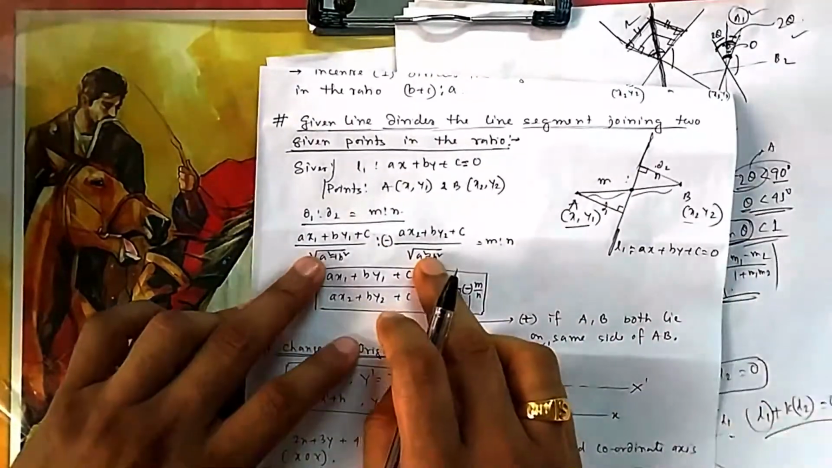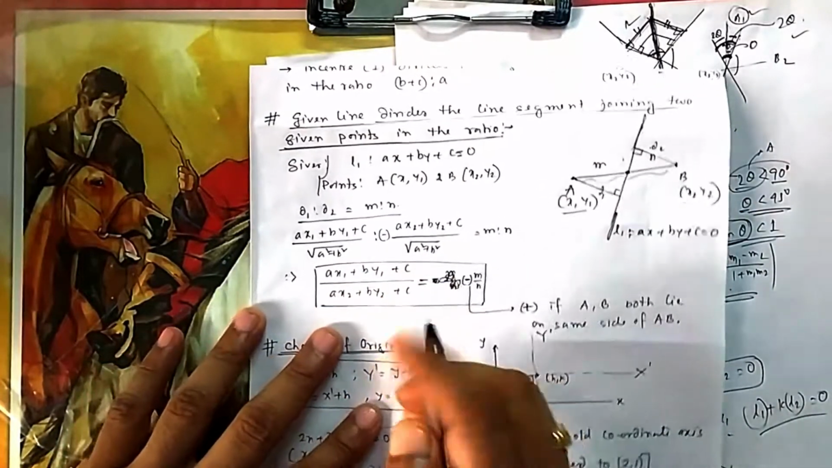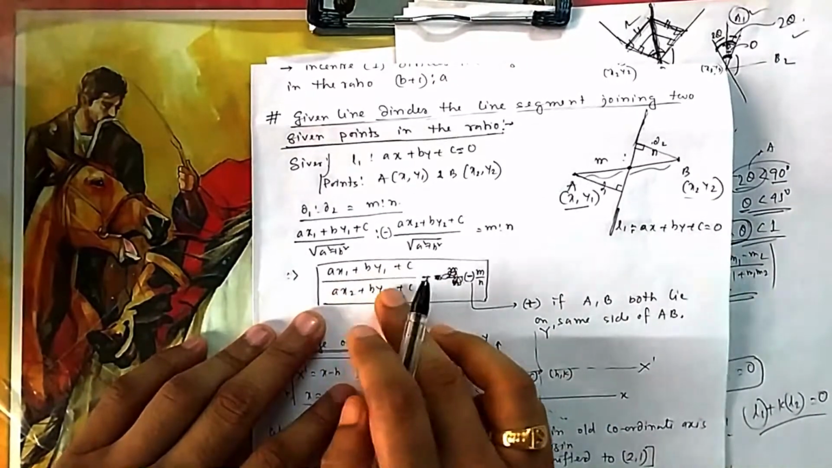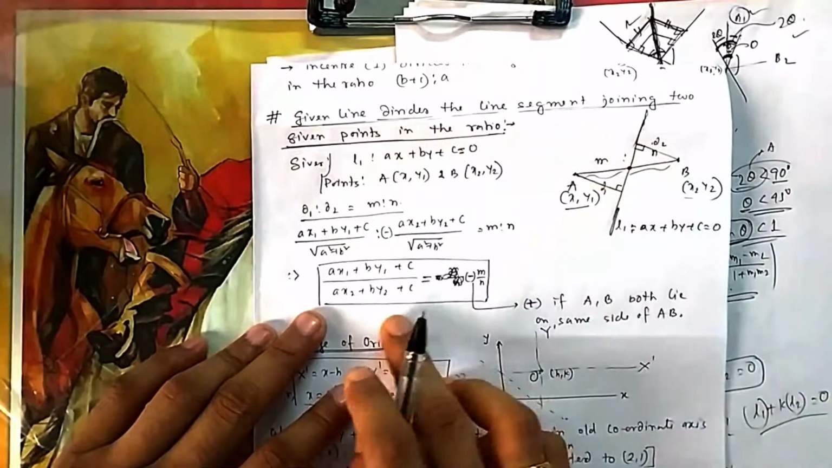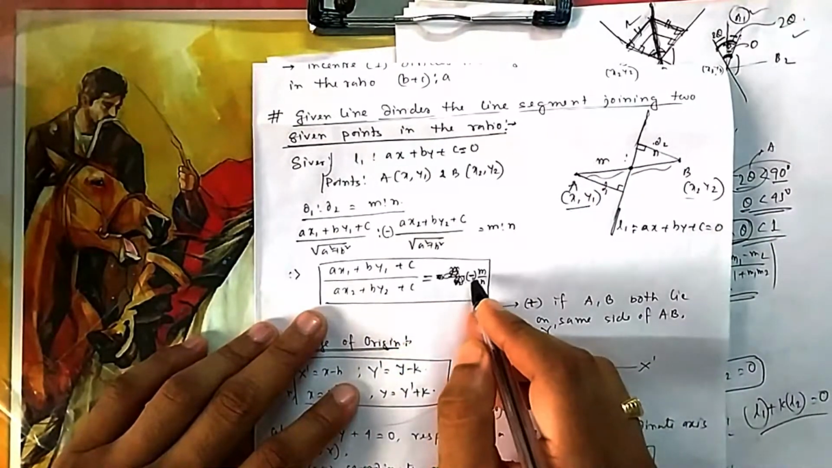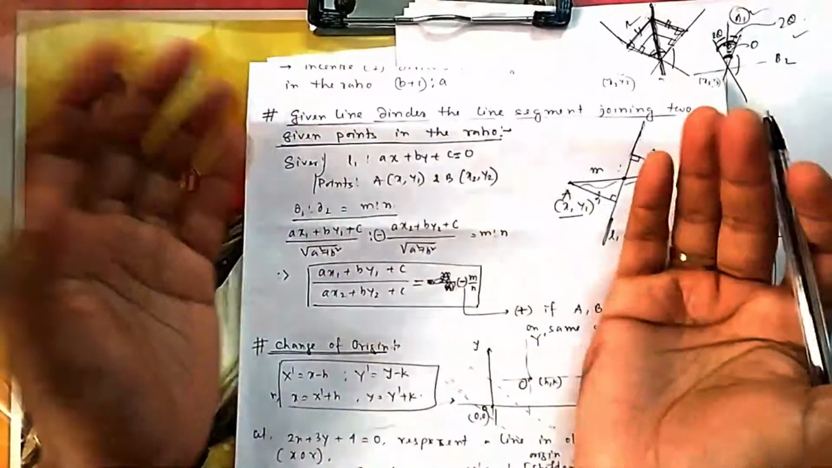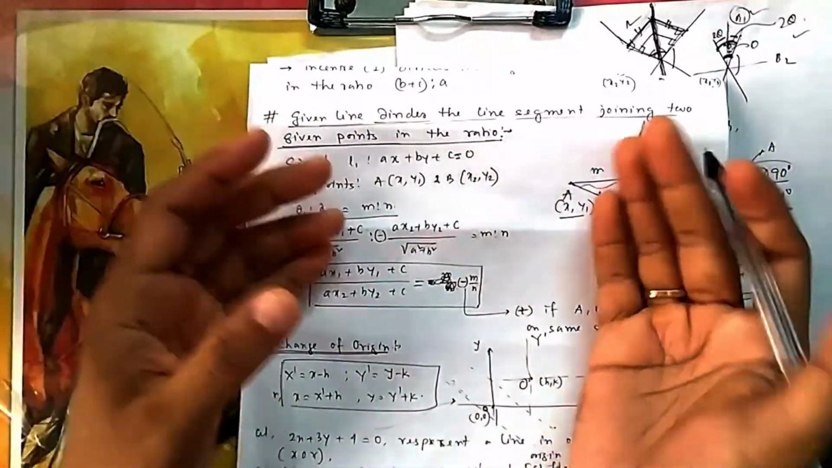So if you do it, this will go, and this will be simply this. So you can remember this formula also, and that also will give you the same answer. So this is minus if A and B are on different sides of the line.